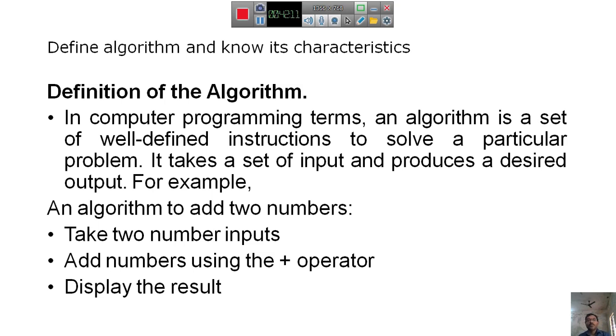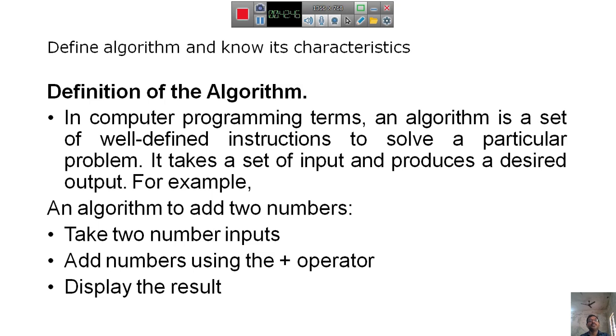Take a very simple problem: we have to add two numbers. For that purpose, we may write an algorithm like this. The algorithm always starts with start and ends with end or stop.